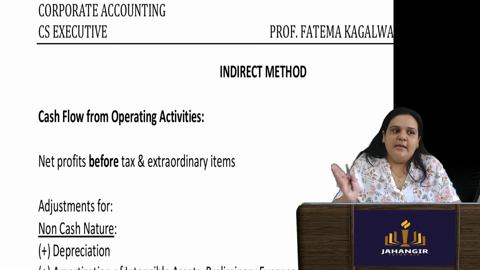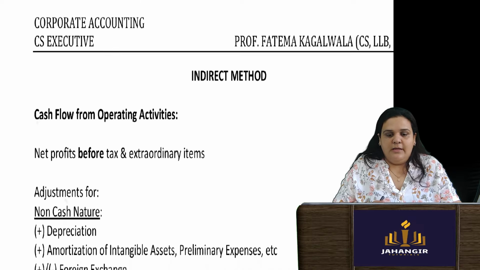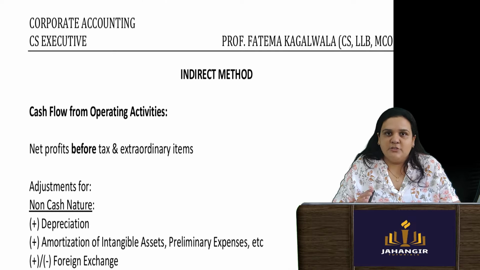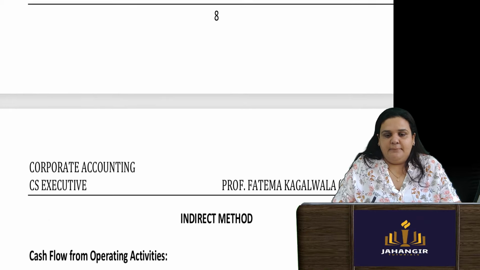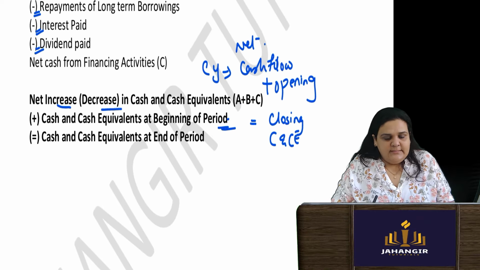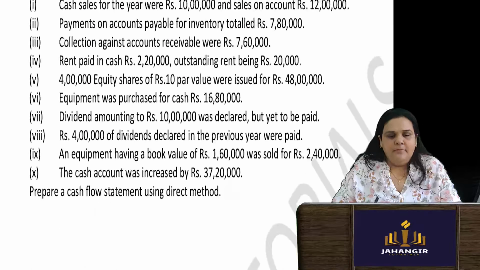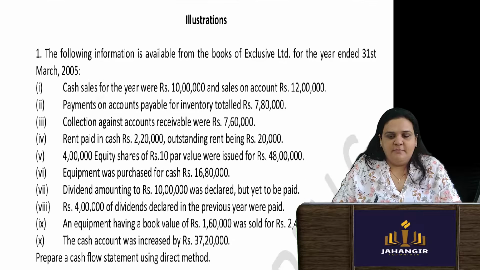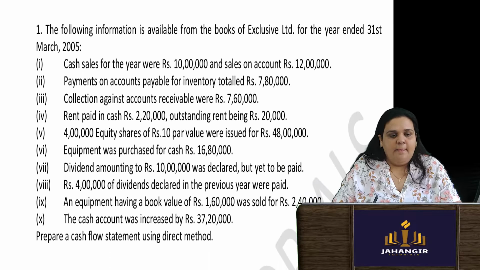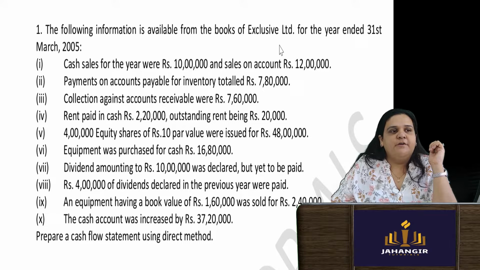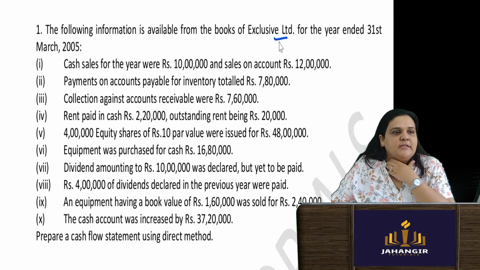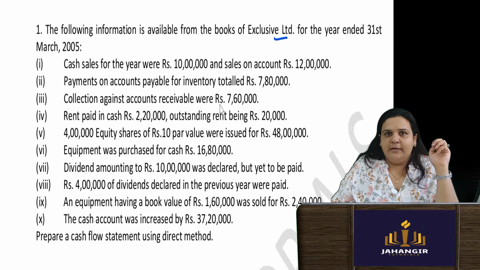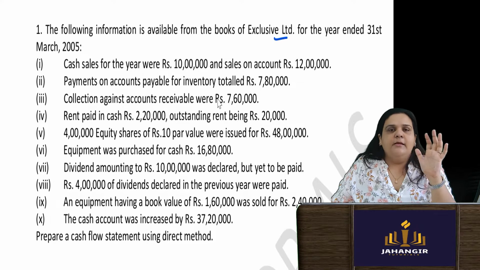In case of the indirect method, I will come to this format later when we solve a sum on the indirect method. Now let us read one question. Something like this they will give you in the exams. There is this information available of Exclusive Limited as on 31st March 2005. Though they don't give you such a full-fledged sum for the direct method, they will give you only one activity. But we will do all the activities in this one sum.